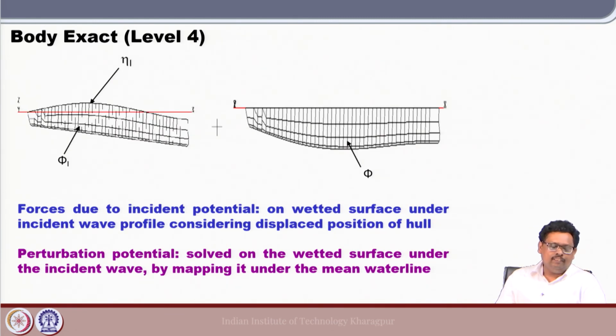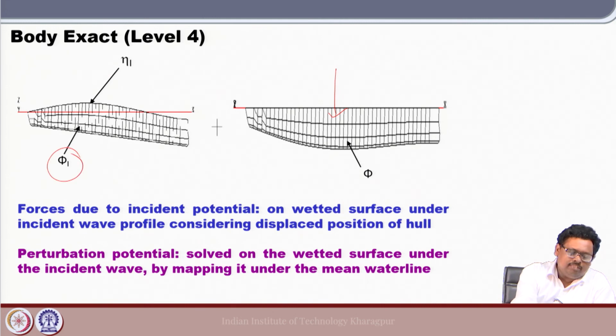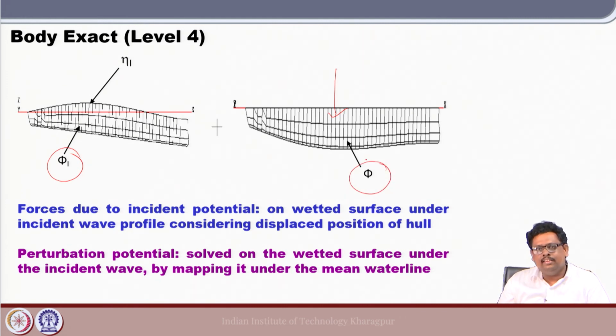How do we do that? We take this weighted surface, then modify the shift geometry for the phi in such a way that the weighted surface becomes invariant. What exactly is level 4 is that I am solving the phi I on the exact weighted surface, and also I am solving the Diephx potential phi also at the exact weighted surface. Now, how is it possible?